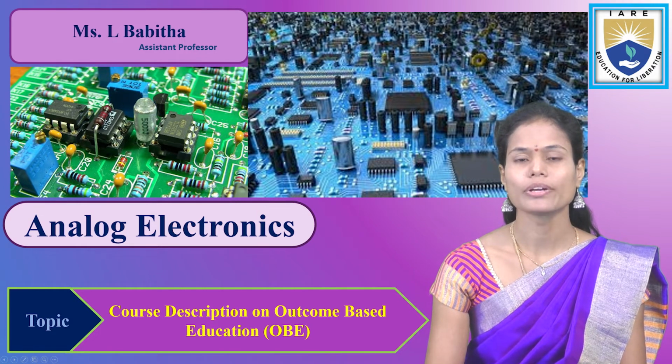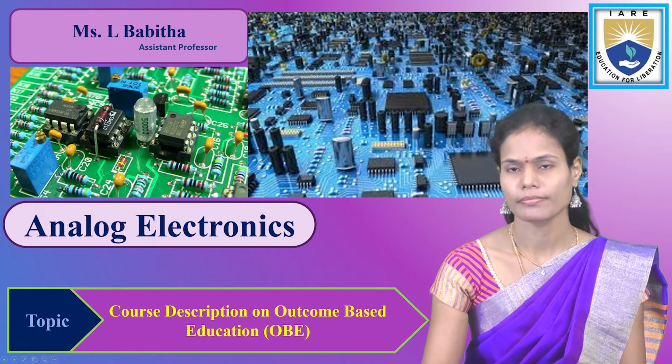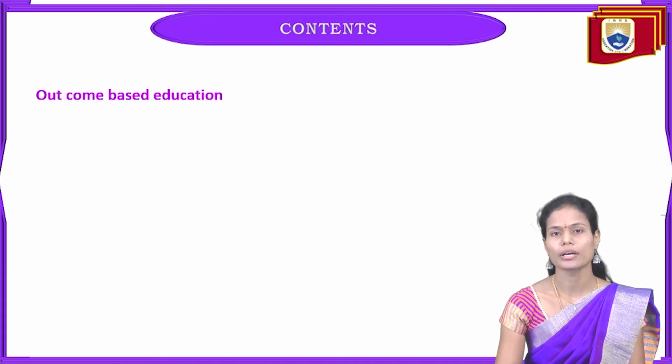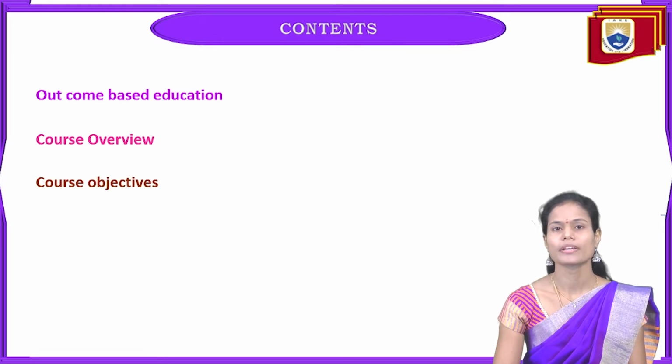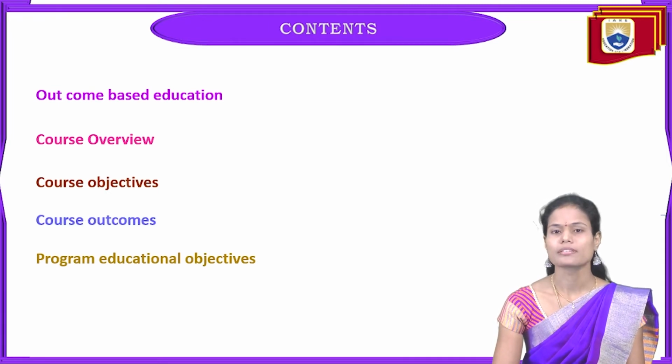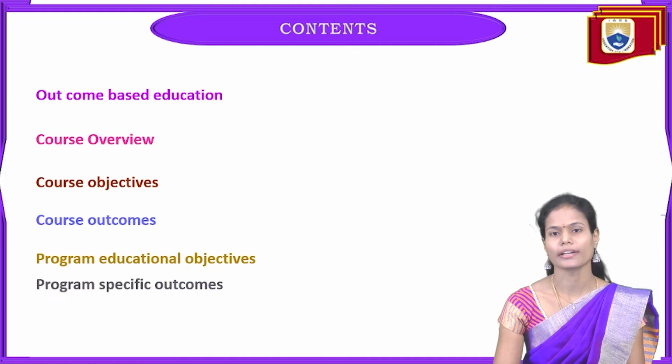In this session, we are going to discuss the course description on outcome-based education. We will discuss what is meant by outcome-based education and why we are moving to outcome-based education even though we have the traditional education system. We will also cover what is meant by course overview, course objectives, course outcomes, as well as program educational objectives and program specific outcomes.